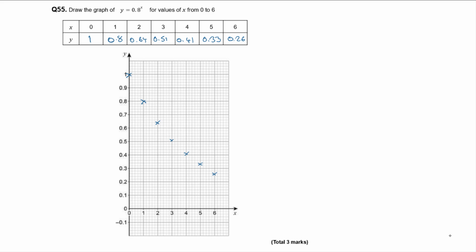Okay, so you can see I've got a gentle curve running down like that, haven't I? So just joining that with a smooth curve, like that. That looks all right.